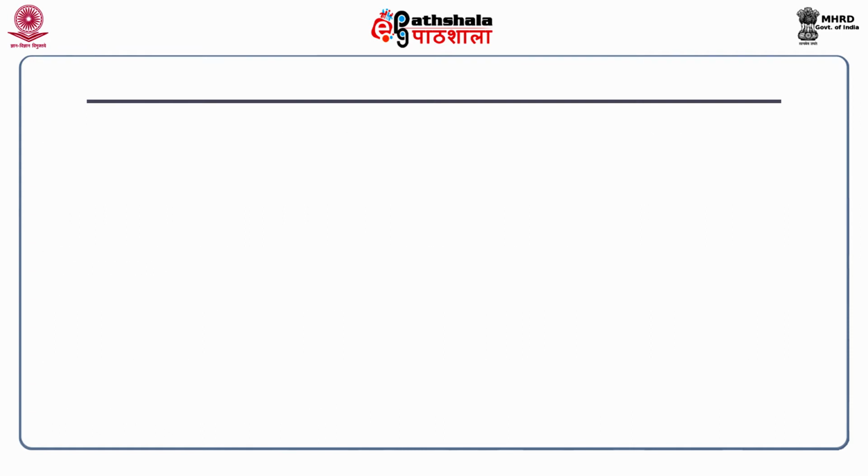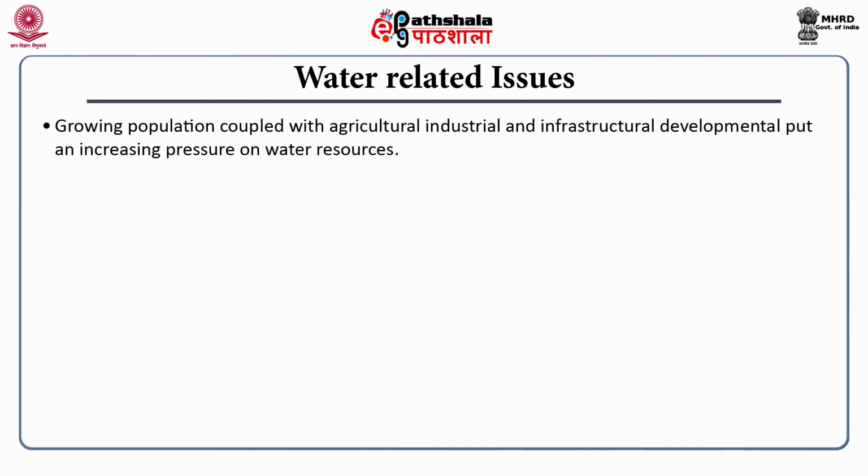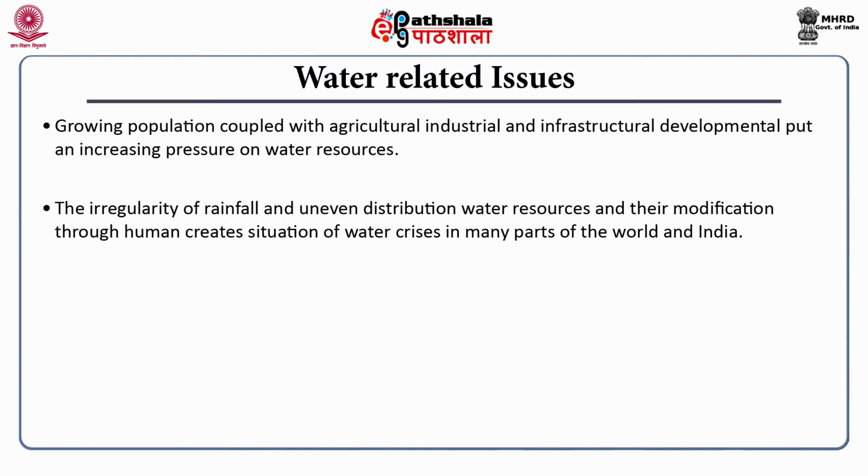Let me discuss now water related issues. You know, water is very important for the existence of life. Life cannot be predicted without water. Life appeared for the first time even in the water. Growing population coupled with agricultural, industrial and infrastructural development put an increasing pressure on water resources. The irregularity of rainfall and uneven distribution of water resources and their modification through human activity creates a situation of water crisis in many parts of the world, including India.